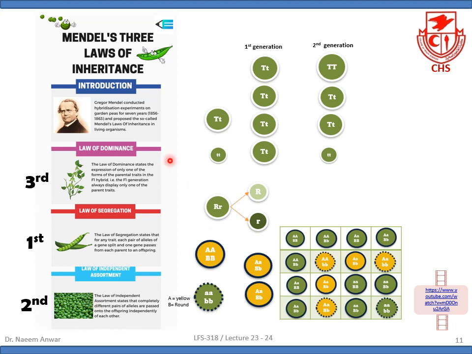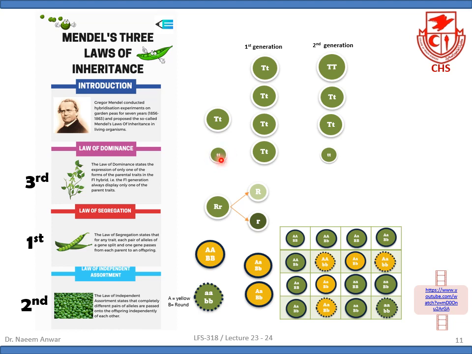Finally, the third one is the law of dominance, that states that the expression of only one of the forms of the parental trait is seen in the F1 hybrid. Let's see an example I've put for you. Here the T is talking about the length of the plant itself. If it's a capital T, a small t, then it will be a tall plant, while if it's a small t, then it will be a short one.